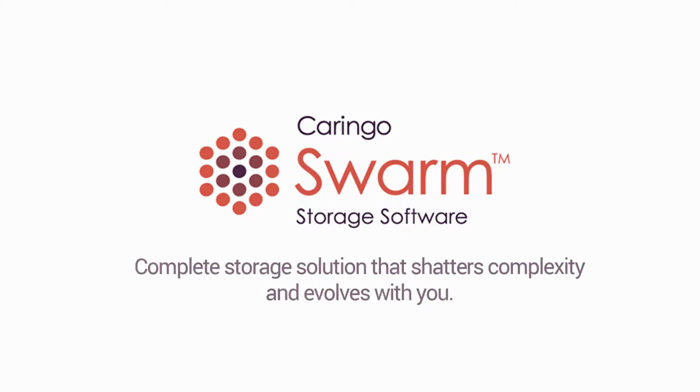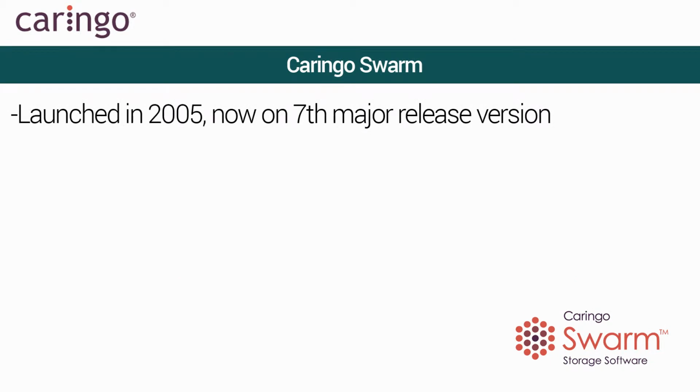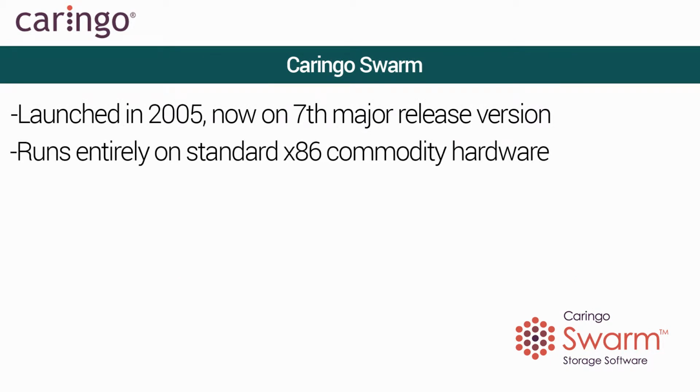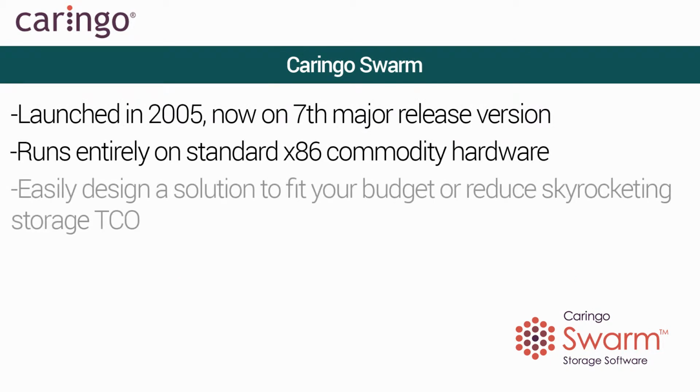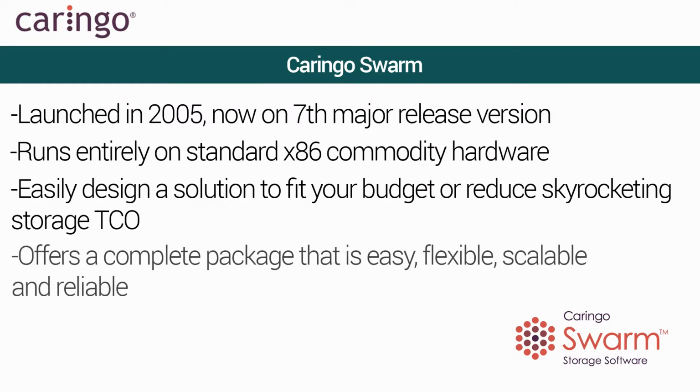Caringo Swarm, now in its 7th release version, is a complete software stack. It leverages simple and emergent behavior with decentralized coordination to handle any rate, flow, or size of data. First launched in 2005, Caringo Swarm offers a straightforward value proposition that can assist in driving down the TCO associated with hyperscaler storage. Along with reduced costs, Caringo Swarm offers a solution that is easy, flexible, scalable, and reliable.